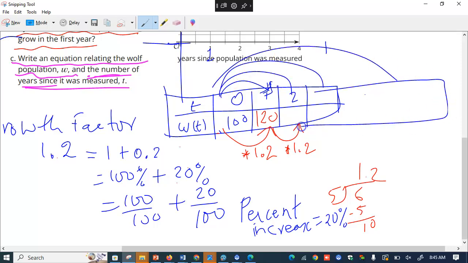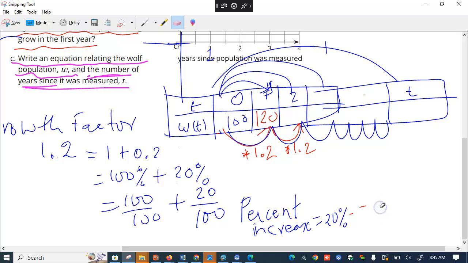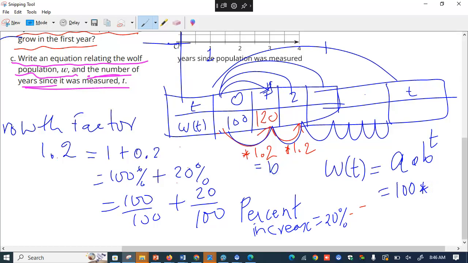So somewhere here, when it is t years, we want to know how many times we multiplied 1.2, 1.2, 1.2, 1.2. That's what it means. So how many times? That's the t part. So your final answer is W(t), the wolf population after t years. I will write it like a formula: A times B raised to t. In this case, in the beginning it was 100, and this is the B part, which is 1.2, raised to t. This is the beautiful equation.